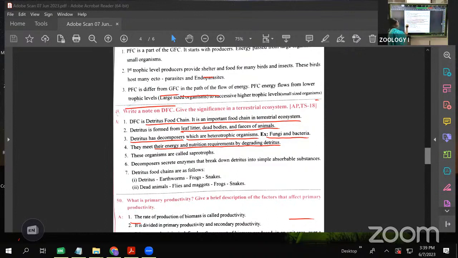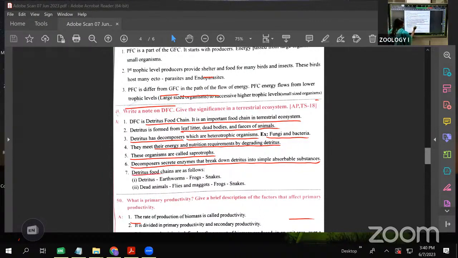Clear? Next, these organisms are called saprotrophs. Clear? Decomposers secrete enzymes that break down the detritus into simple and absorbable substances. Actually, decomposers make it into a suitable, absorbable simple form. Clear? Next, see this one.